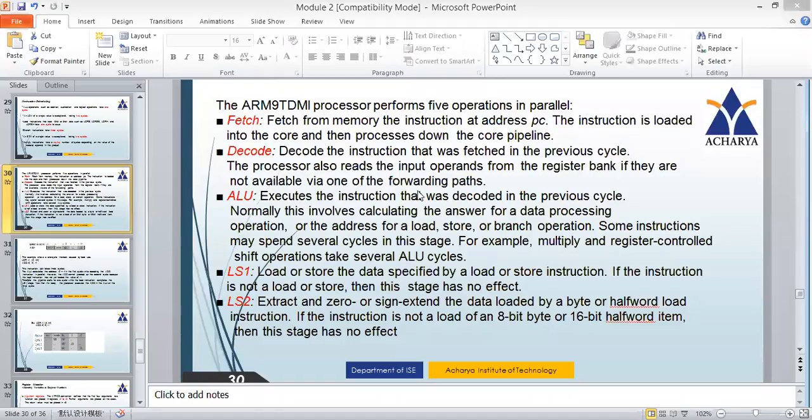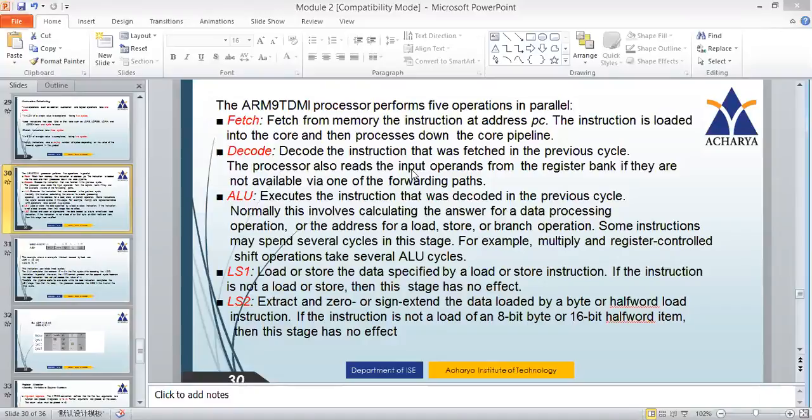So the ARM processor performs 5 operations in parallel. Fetch, decode, ALU operations. This we have seen in the computer organization subject, but here we are going to see 2 more stages that we will take one by one. Now, as you know, fetch is nothing but the phase in which the instruction pointed by PC is fetched from the memory and loaded into the core, and then processed down the core pipeline. Here it is just fetched, meaning the instruction pointed by PC is fetched from the memory.